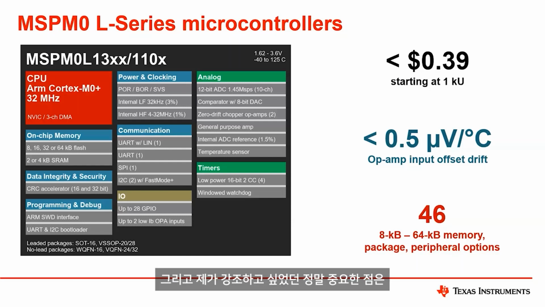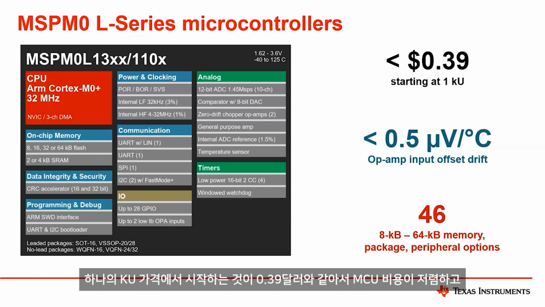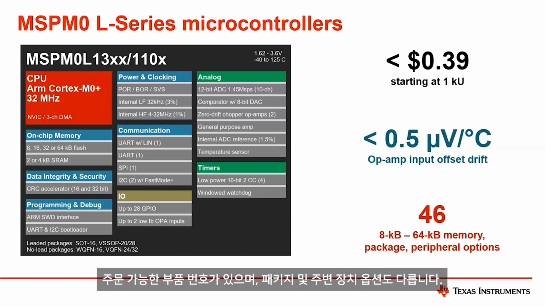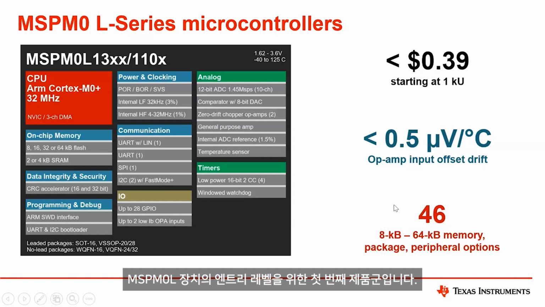A really key point that I wanted to emphasize is that the 1 KU price starts at 39 cents, so low cost for an MCU, as well as having 0.5 microvolts per Celsius for op-amp input offset drift. And we have 46 different OPNs, or orderable part numbers, from 8 kB to 64 kB, which have different package and peripheral options. So that is our first family for entry level, the MSPM0L devices.